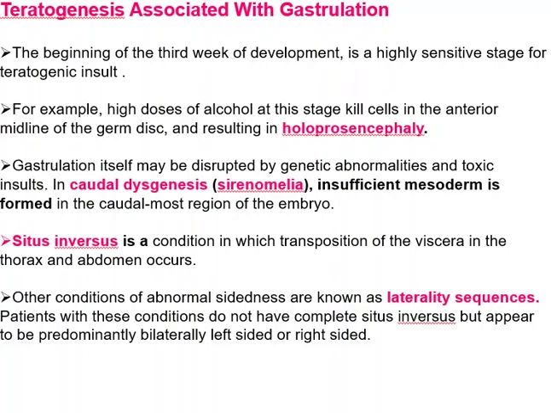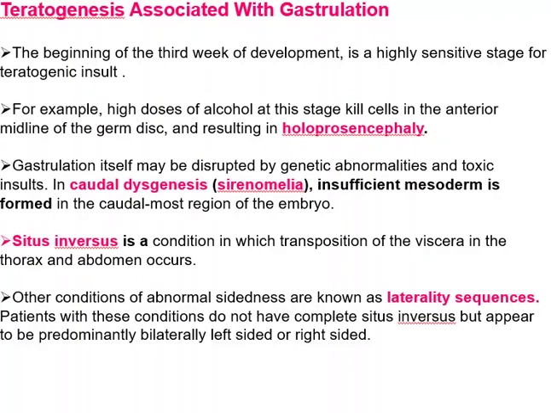Gastrulation itself may be disturbed by genetic abnormality and toxic insult. Any genetic problem or toxic insult may cause caudal dysgenesis. That means the caudal part of the embryo has difficulty to grow or to develop because of insufficient mesoderm in this region, or caudal part. It may cause caudal dysgenesis or sirenomelia.